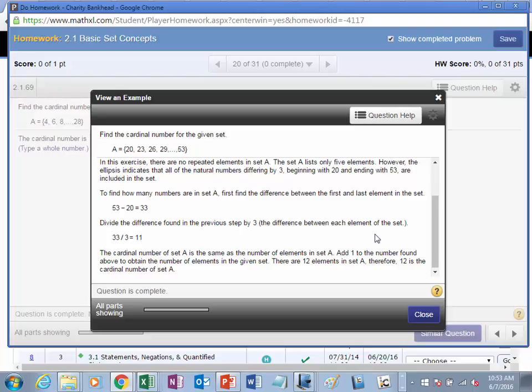So I was looking at the homework. Here's an example with that cardinal number thing that we were talking about. This one right here goes 20, 23, 26, 29, so it's counting by threes, and it goes from 20 to 53. So what you do is 53 minus 20 is equal to 33. And since they're counting by threes, you divide that by 3, which gives you 11. And then you add 1 to that. You add one because you're not counting one of them.